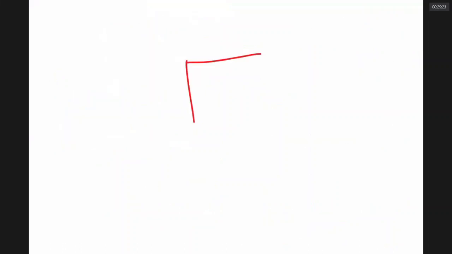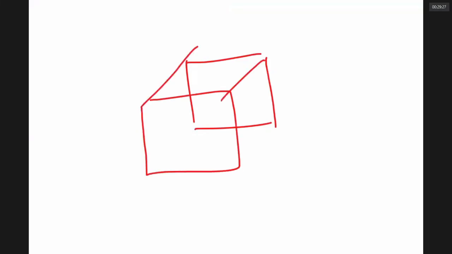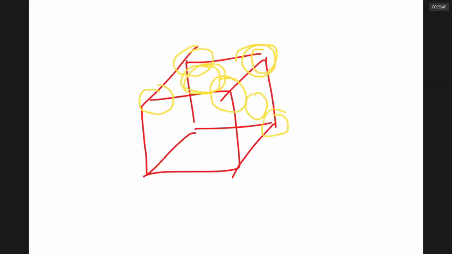Now let us draw a diagram of this cube. What type of cube it is, you have to tell me. In this cube, I am placing particles here, also here. What type of cube is it, sir? Hello, sir. What is this cube? Face-centered.